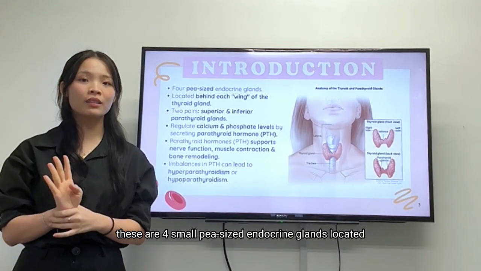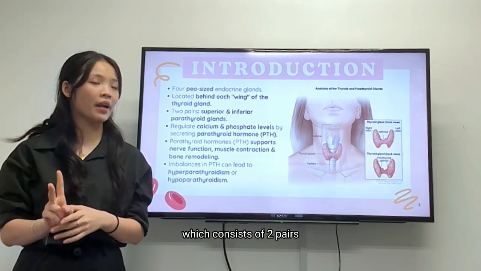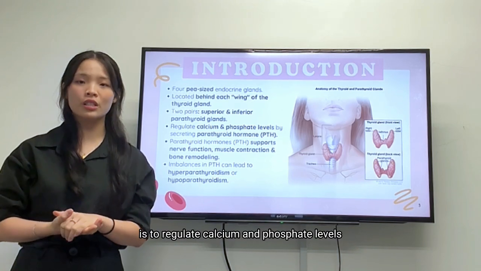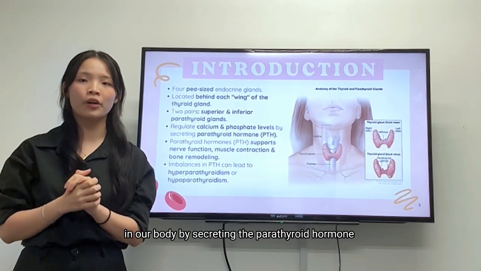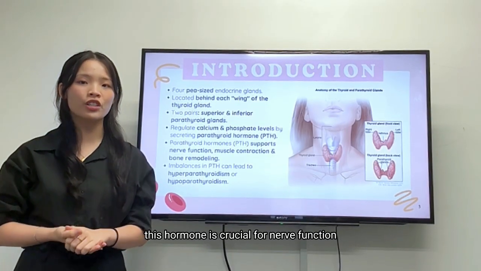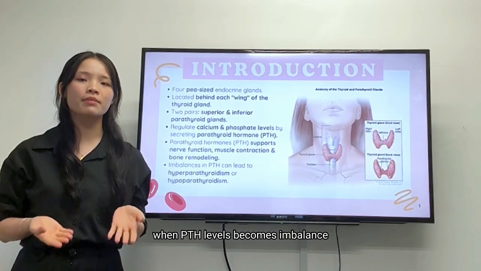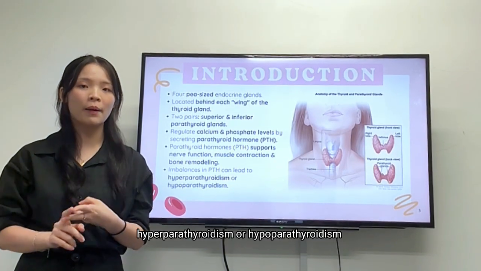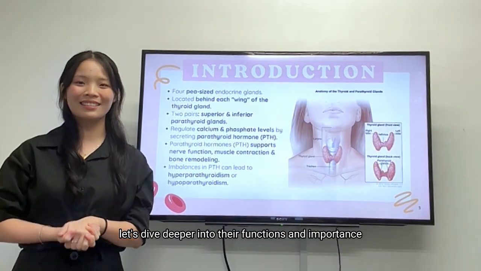So today I'll be talking about the parathyroid glands. These are four small pea-sized endocrine glands located just behind the thyroid gland, which consist of two pairs with one positioned superiorly and the other inferiorly. Their main role is to regulate calcium and phosphate levels in our body by secreting the parathyroid hormone, also known as PTH. This hormone is crucial for nerve function, muscle contraction, and bone remodeling. When PTH levels become imbalanced, it can lead to conditions such as hyperparathyroidism or hypoparathyroidism. Now, let's dive deeper into their functions and importance.